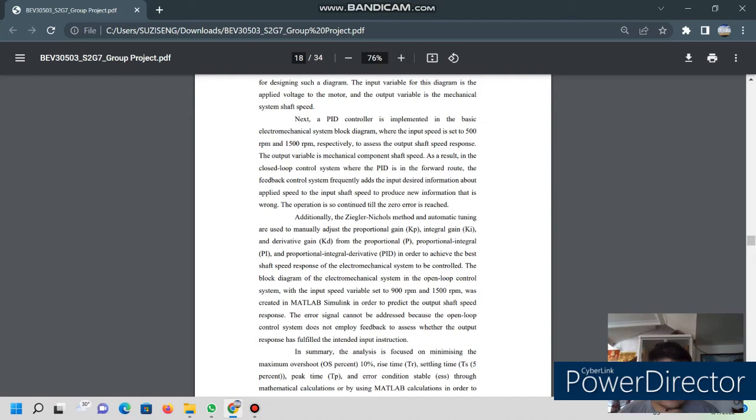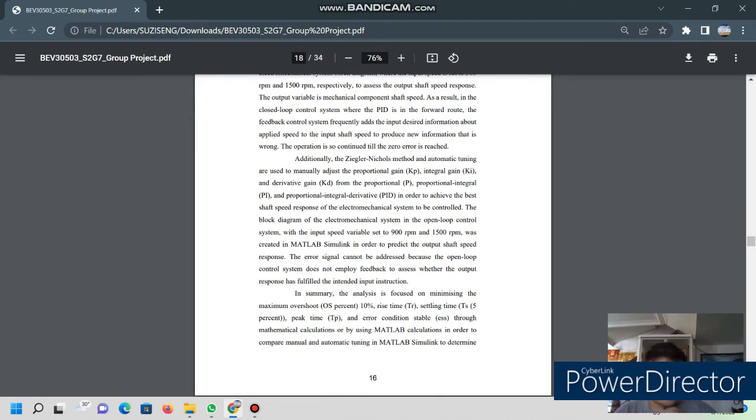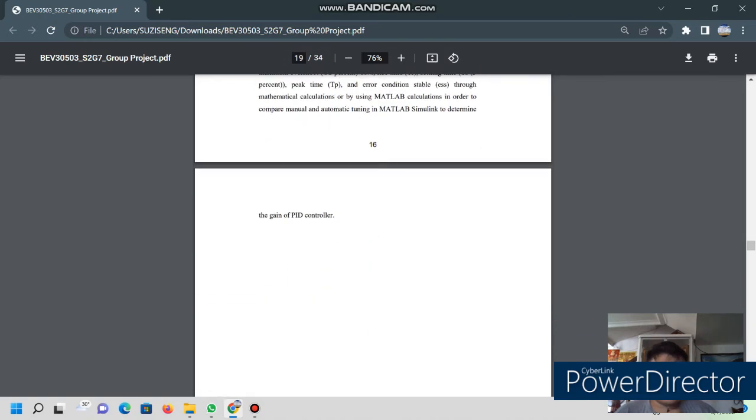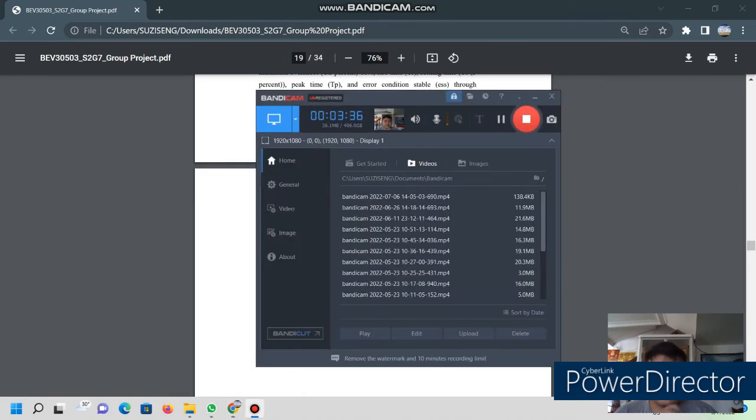In summary, the analysis is focused on minimizing the maximum overshoot percentage to 10%, rise time TR, settling time TS at 5%, peak time TP, and the steady state error ESS through mathematical calculation using MATLAB, in order to compare manual and automated tuning in MATLAB simulation to determine the gain of PID control. That's all for me. Thank you.